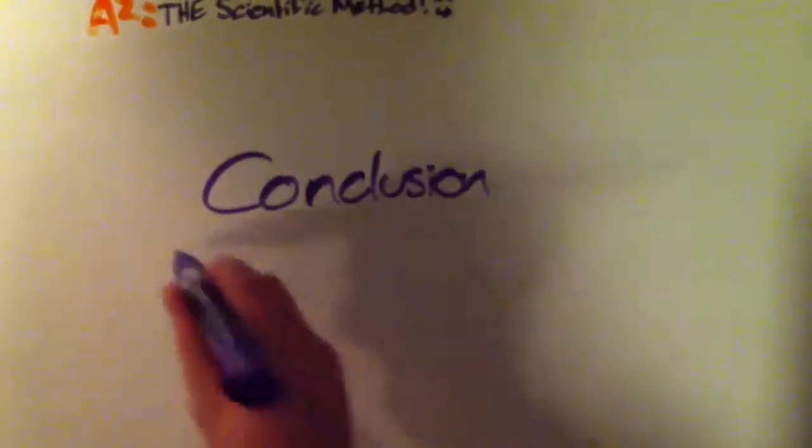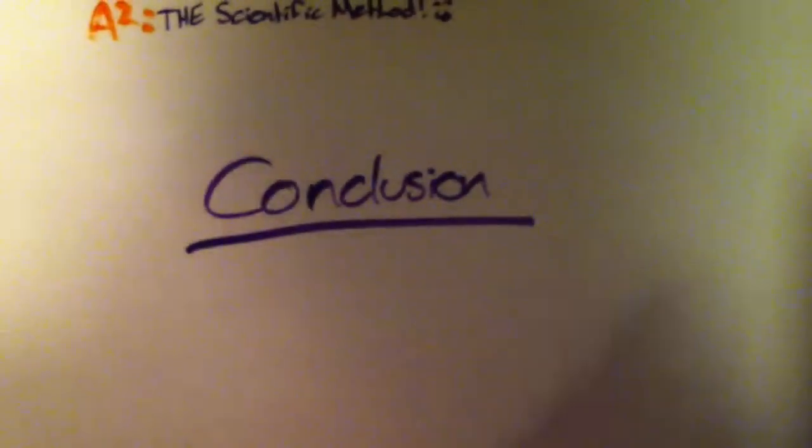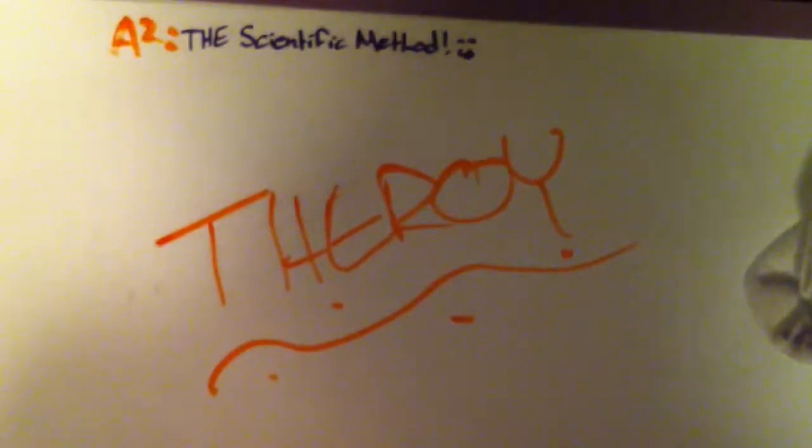Your next step is your conclusion, which is basically what did the testing prove? What happened? And once your conclusion is complete, you get to create your theory. Your theory is basically stating what happened and making it real in the eyes of the scientific world.